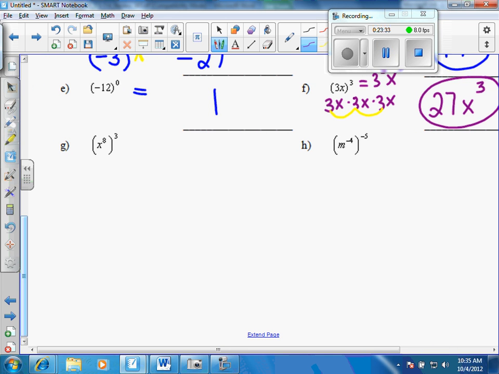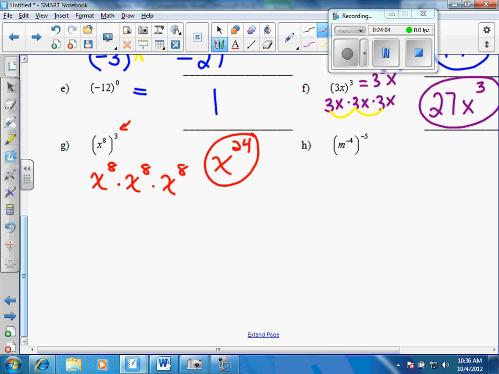Going to G. This is a different power rule. Same idea though. Since you have an exponent of 3, you have 3 sets of what's inside the parentheses. So x to the 8th times x to the 8th times x to the 8th. So all in all, you have x to the 8 plus 8 plus 8, which is 24th power.